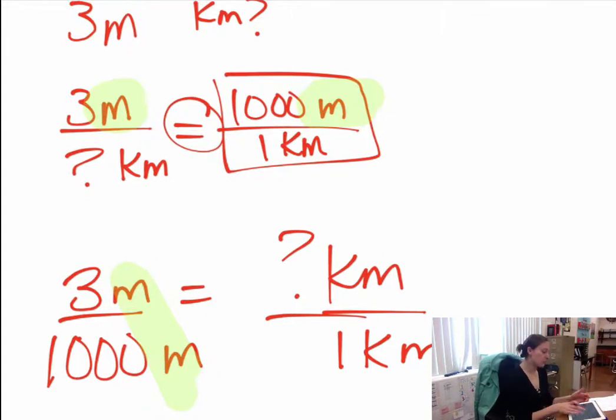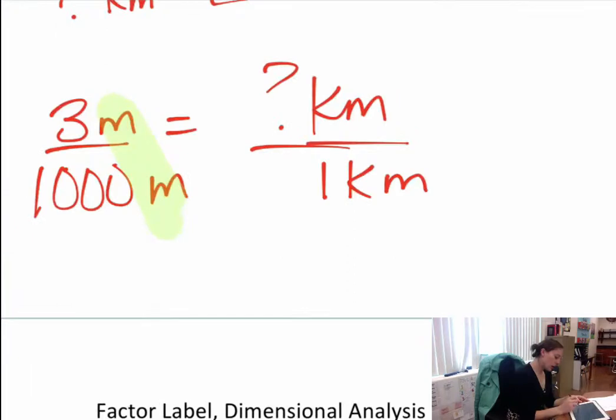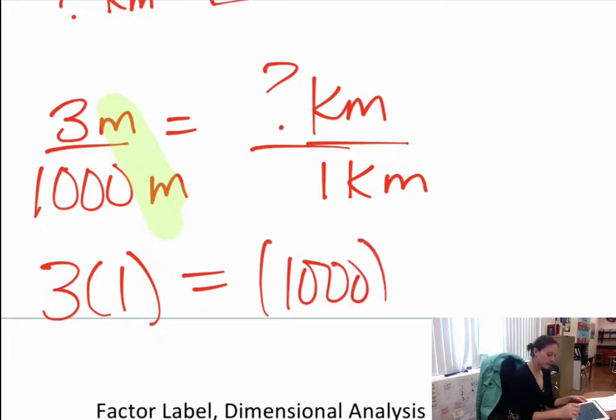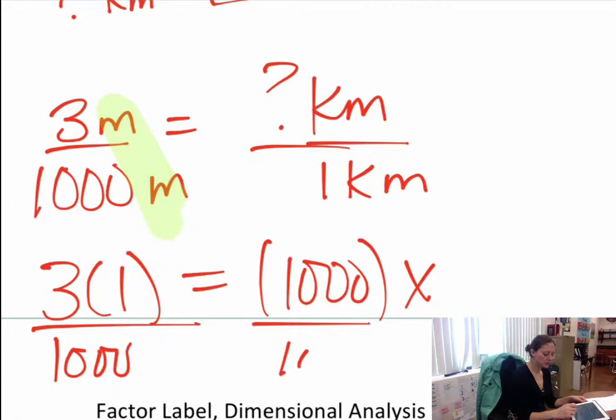Because there's an equal sign, we're going to cross multiply and divide. I would solve either one. Okay, we're going to say 3 times 1 is equal to 1,000 times x. So I have to divide by 1,000 to get x by itself, and take 3 divided by 1,000. You cross multiply and divide.